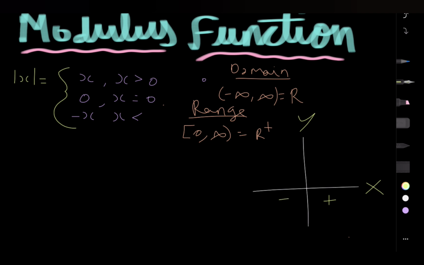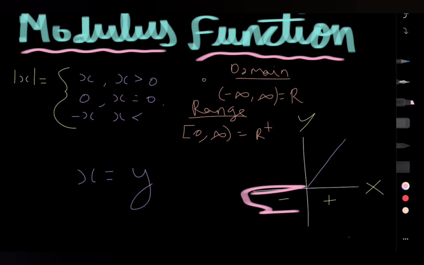Whenever I put positive values of x, I get positive values of y. So x is equal to y only. Whenever I put positive values of x, I will get positive values of y only in the modulus function. So the graph will move like this, linearly.